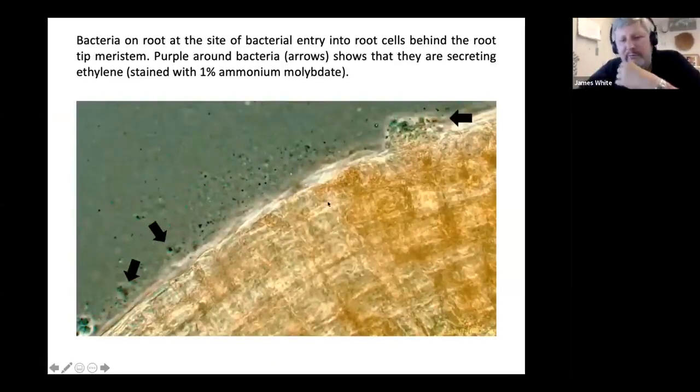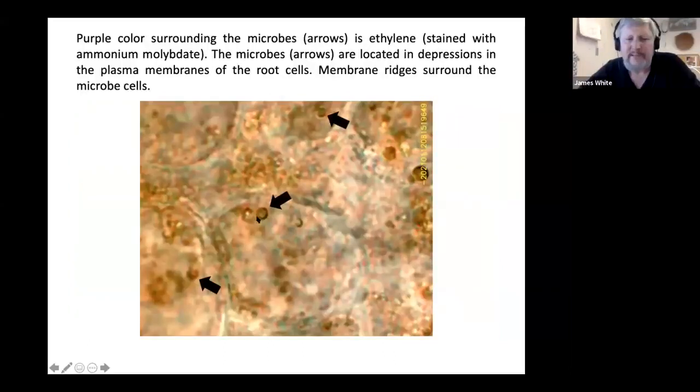This shows the root itself, and you can see the microbes on the outside. That's where they're penetrating in, right there into the root cells. And this is a close-up now. You can see this is the root cell. You can see the spherical structure inside with this arrow. That's the microbe in there.